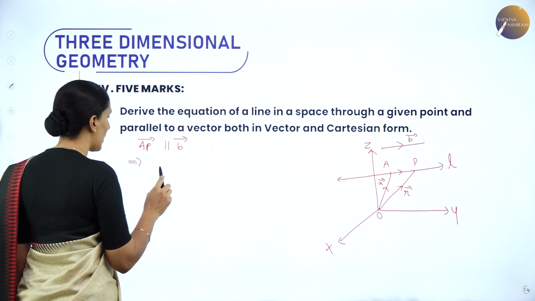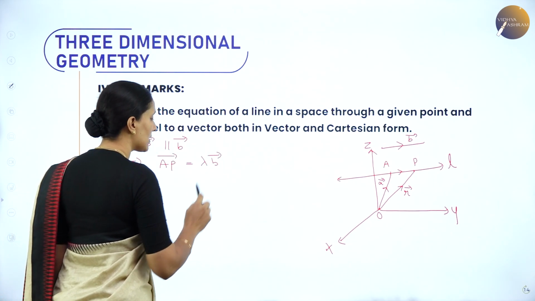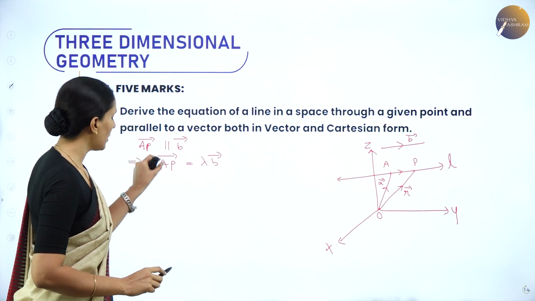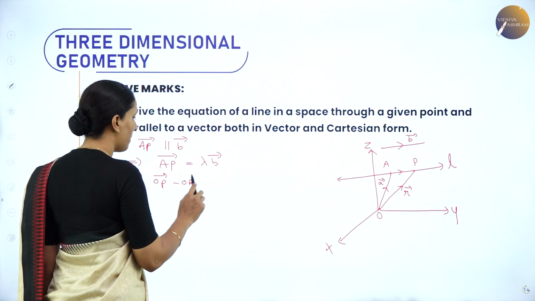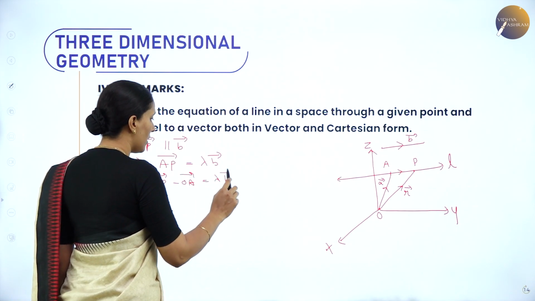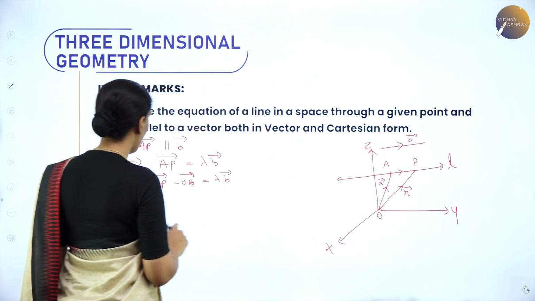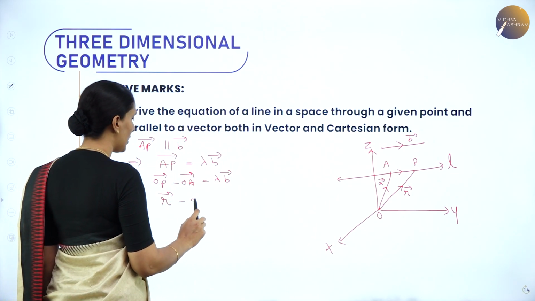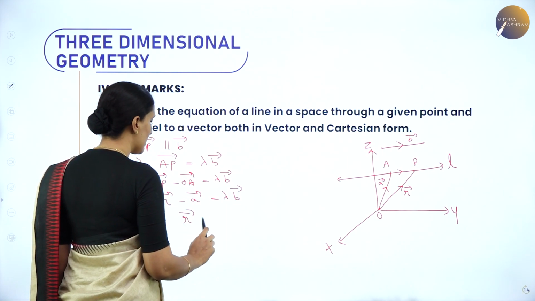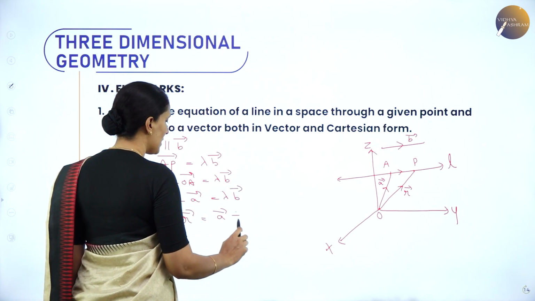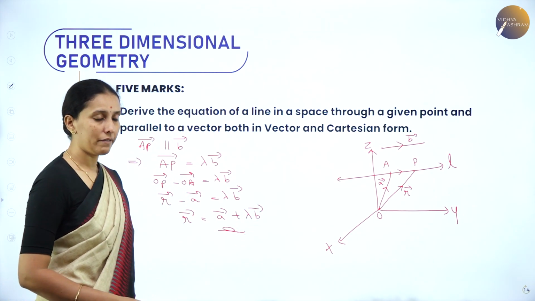So this can be written as vector AP is equal to some lambda into B, where lambda is any scalar. Using the position vectors, this can be written as OP minus OA is equal to lambda B. Again from the figure, OP means vector R, OA means vector A. So we have vector R minus vector A is equal to lambda B, or vector R is equal to vector A plus lambda B. So this is the vector form of the given equation.